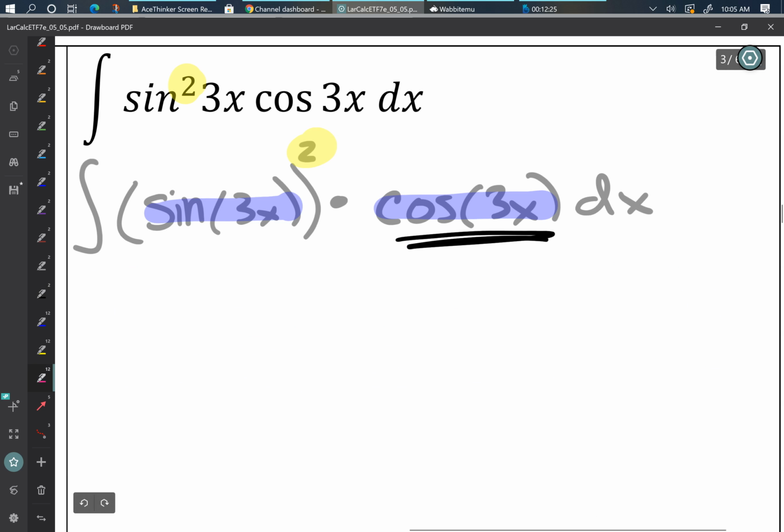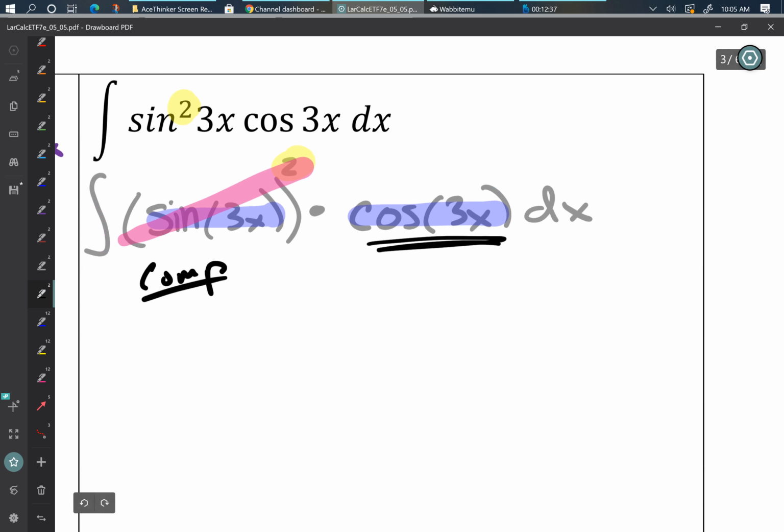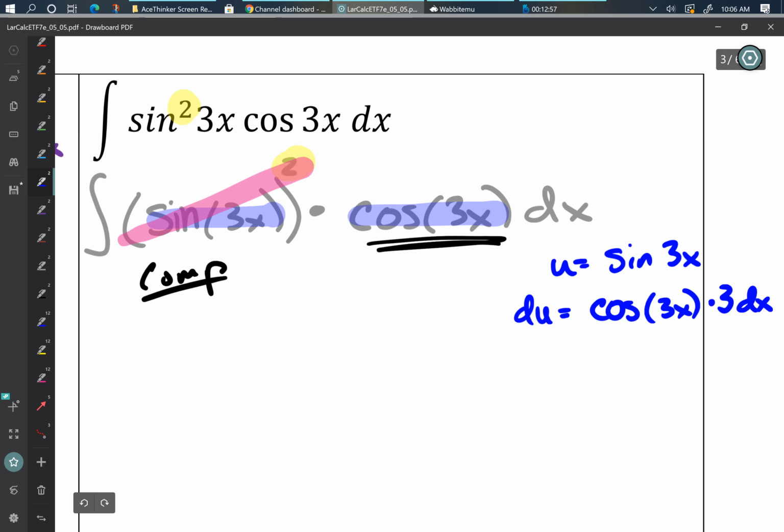So I'm going to look at the largest composite and think of that as my composite part of this. And if that's my composite part, then the inside piece, the u, is going to be the entire expression sine of 3x. And then my differential du is going to be cosine 3x times 3 dx. Okay, remember, chain rule applies here. So when I take the derivative of the sine of 3x, I get cosine 3x and a 3.